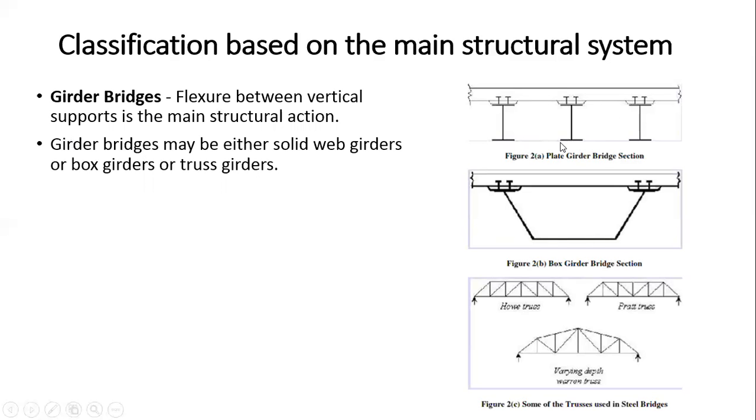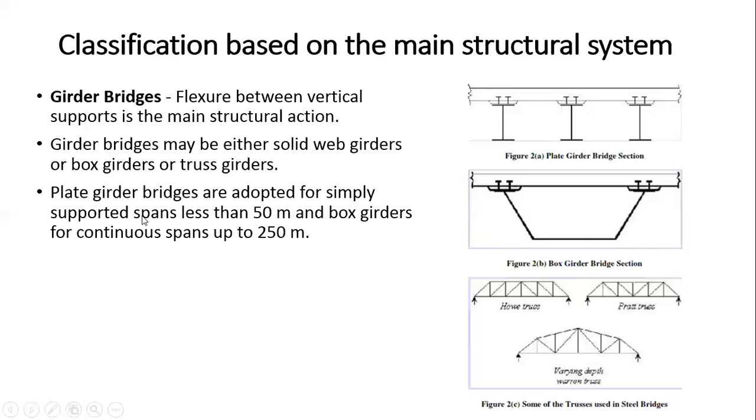This is a two span plate girder bridge section. We have a solid plate girder here, so that is a solid web girder. This is the second example, where we have provided the box girder bridge. So this is your box girder here. And in the last, we have provided some types of trusses. So that is called your truss girder bridge. In this course, we will design a bridge based on truss girder type.